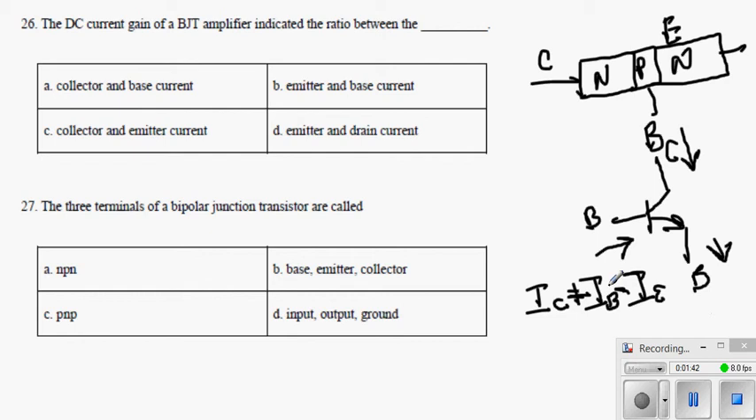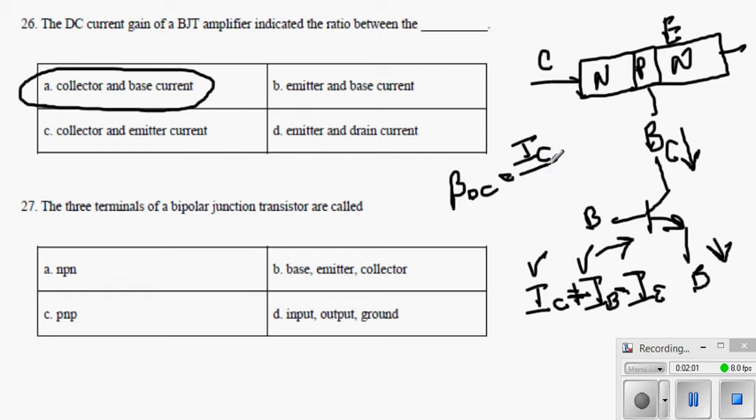And there is a relationship between the base current and the collector current. So the answer is there is a relationship between the base current and the collector current, and we call that beta, or beta DC. And that is IC divided by IB is called the current gain, or the DC current gain for the transistor. The word ratio means one number over another number. So in this example, it will be collector divided by the base.